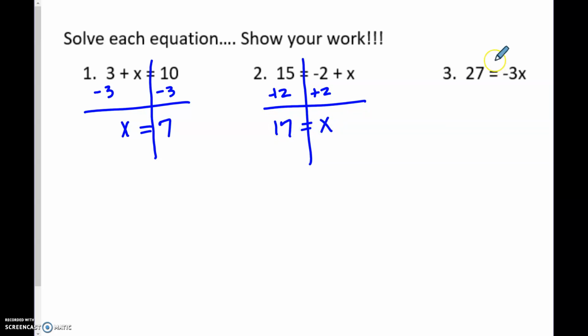All right, number 3, when we read this, what does that say? That says -3 times x. So what are we going to do? Add, subtract, multiply, or divide to get rid of that? We're going to divide by -3. Divide by -3, so we get -9 equals x.